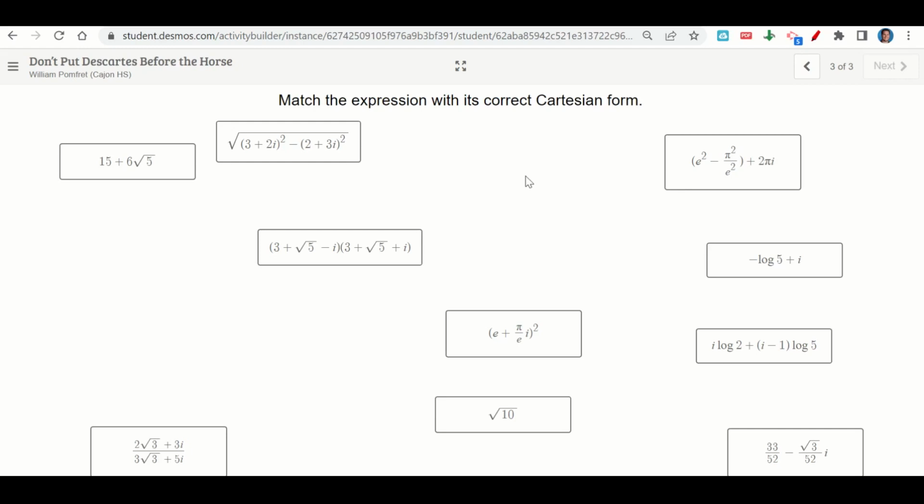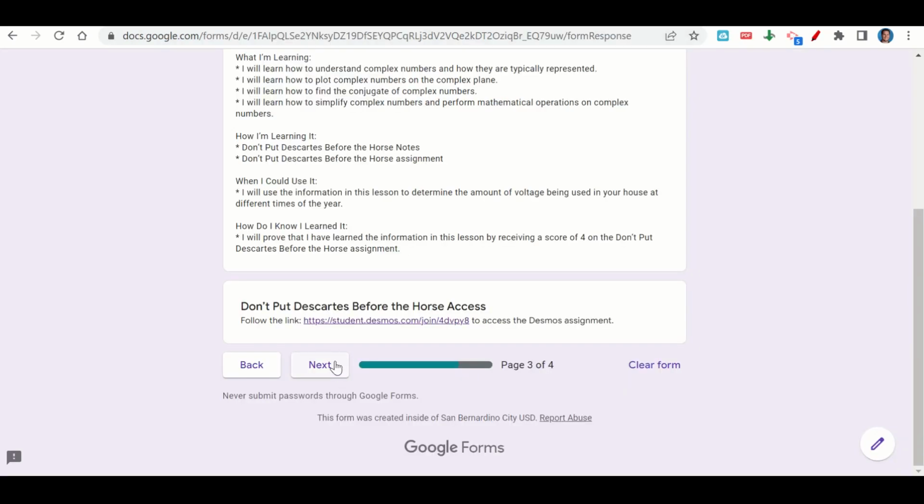When we're done, we'll go back to our Google form and click Next. This will take you to your Before You Go. Go ahead and fill out your Before You Go and then submit your work on Google Classroom.